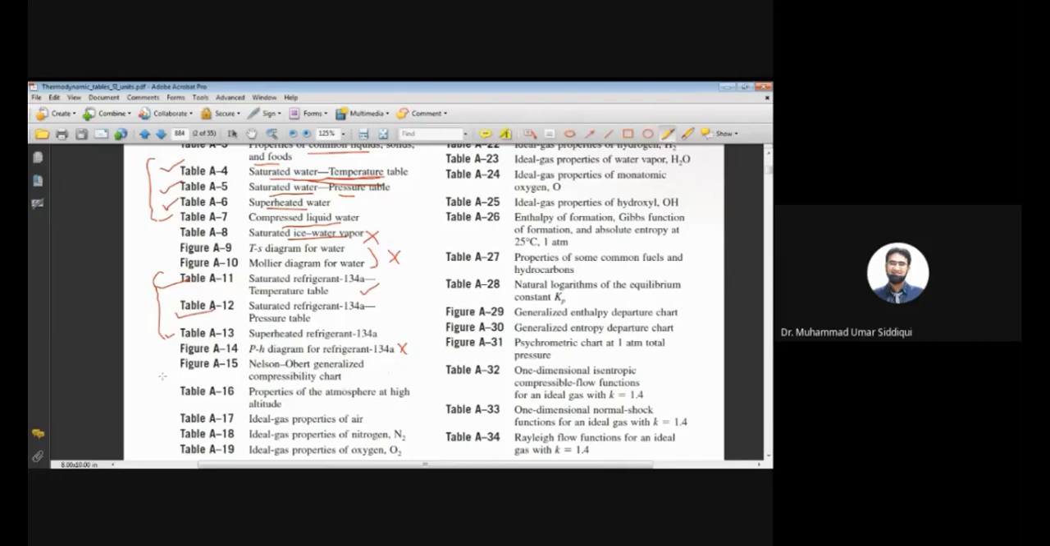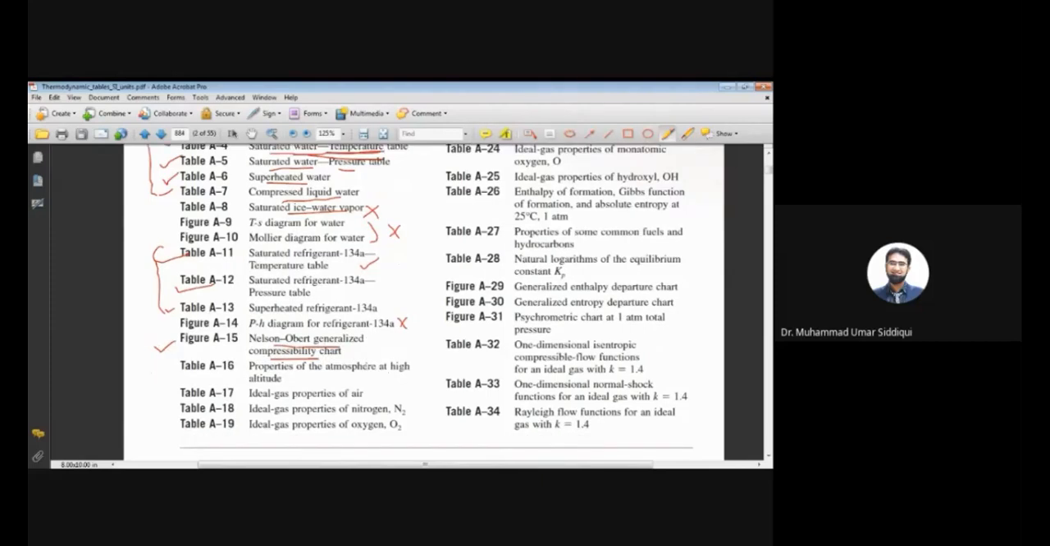Then figure A15, which is basically the Nelson-Obert generalized compressibility chart. We are going to study it in this chapter. I have provided separate charts for it as well, so we're going to work on that. So this will be important. Properties of the atmosphere at high altitude, you might use it.